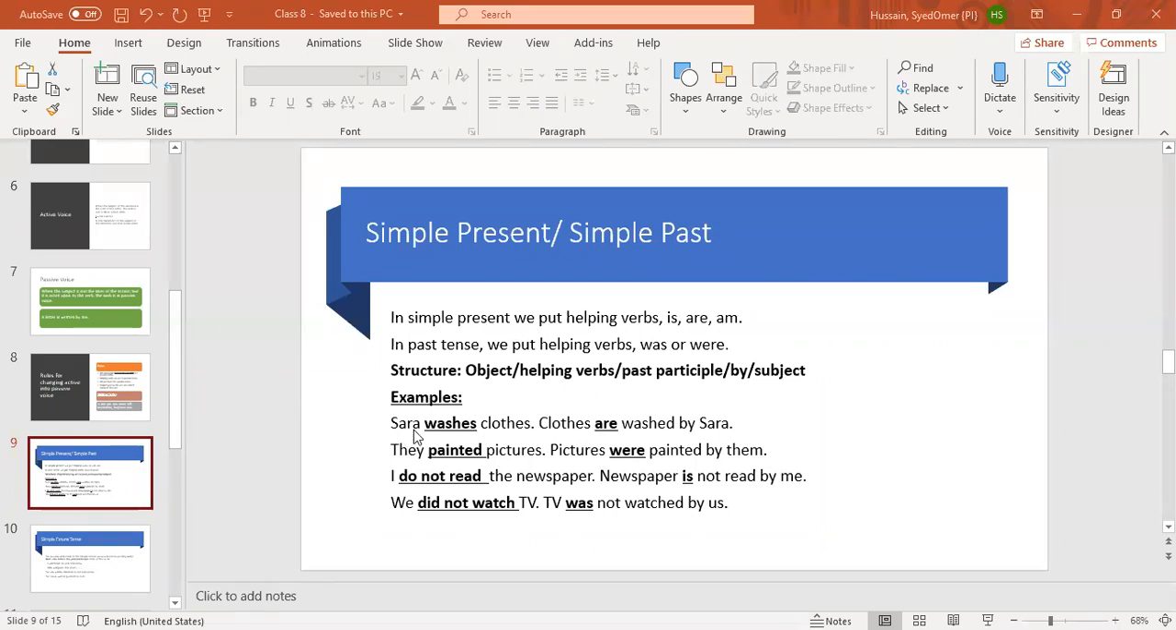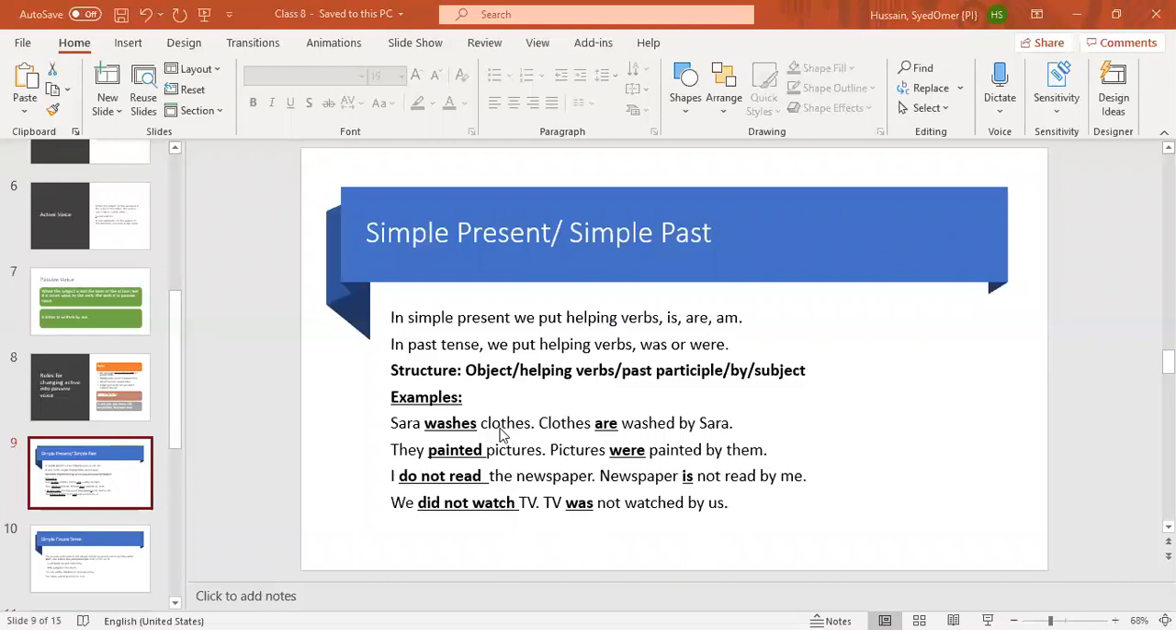The first example you can see: Sarah washes clothes. It's simple present tense. It is the routine habit. So the verb is in present tense. It means it is simple present. So what you are going to write? Clothes. Clothes is plural. We are going to put the helping verb are. The third form of wash is washed, by Sarah. Clothes are washed by Sarah.